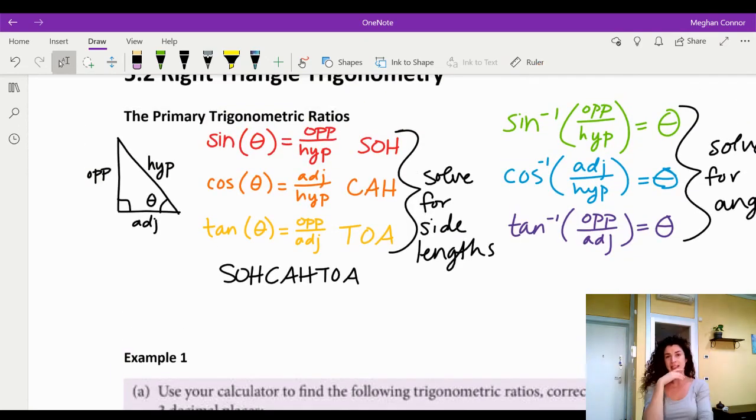Going back up to the side lengths of the right triangles, sine and cosine always have hypotenuse in the denominator. Hypotenuse is defined as the side length that's across from 90 degrees. It's also always defined in a right triangle as the largest side. There will be no other side in this right triangle. The opposite and the adjacent side length will never, ever, ever be larger than the hypotenuse.